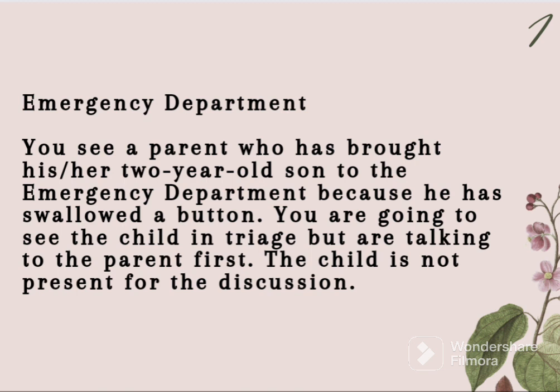Before going to the exact task, you have to read the scenario and underline relevant points. So you can come to know that you are talking to the parent, so it is a second degree talk, and you have to take care while talking. Then you are going to see the child. That means you didn't examine the child yet, but you are getting some information from the mother regarding the incident. Moreover, the child is not present for the discussion. You have to keep these things in mind, and moreover, it is happening in the emergency department, so you have to be somewhat fast in talking.